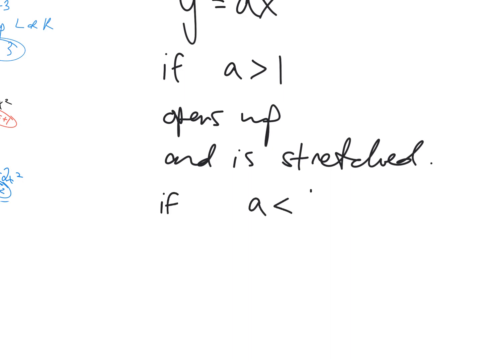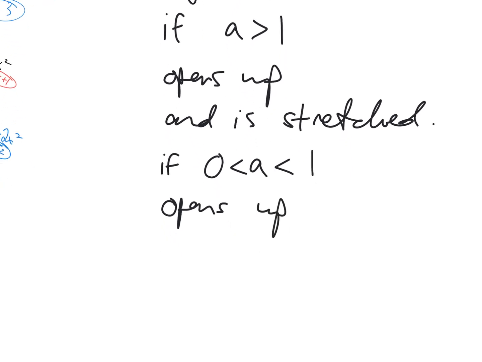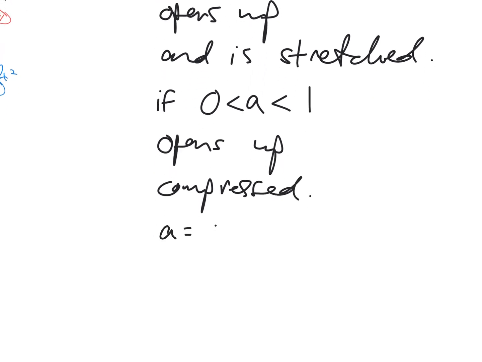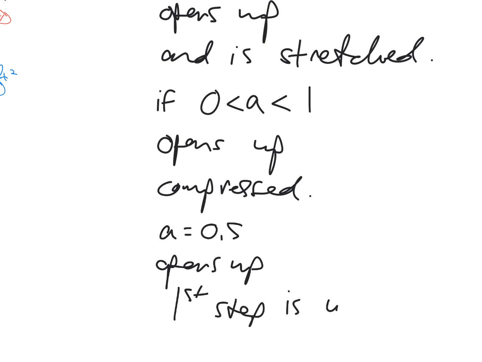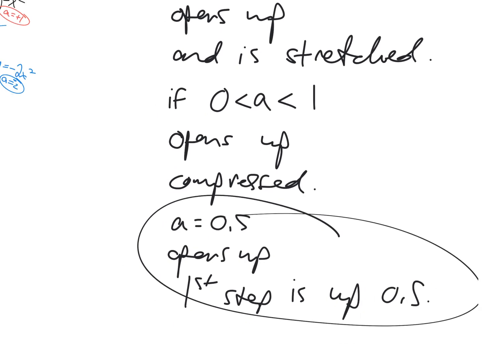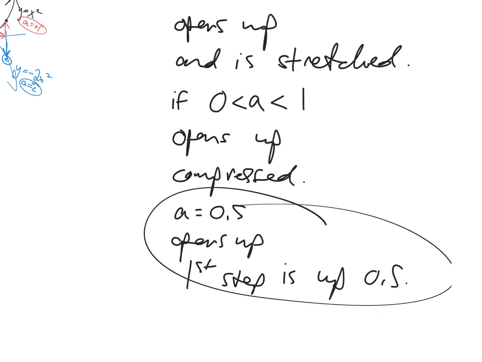If a is between 1 and 0 and it's still positive, the parabola will still open up, so it opens up, but because it's a decimal, it's between 0 and 1, it will be compressed. You know, for example, if a equals 0.5, the parabola opens up, and the first step is up 0.5. So it just got compressed because it should have been up 1 if there was no transformations applied.